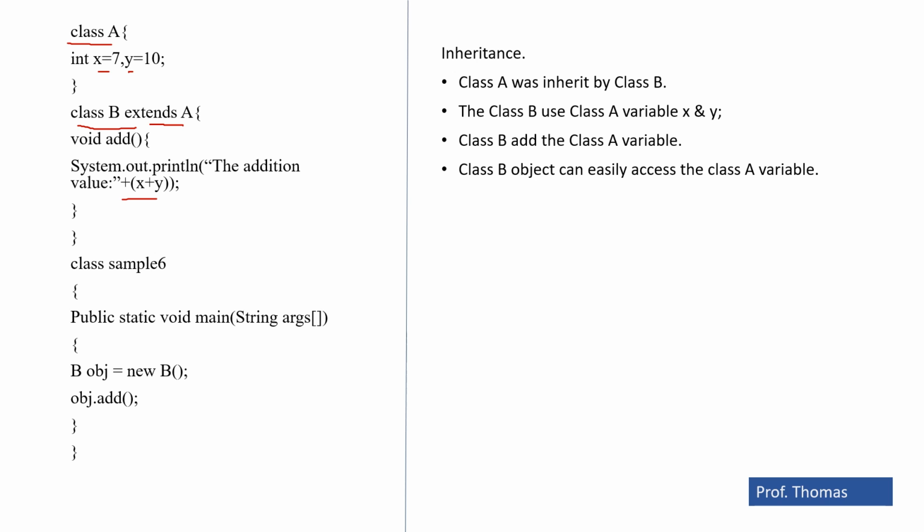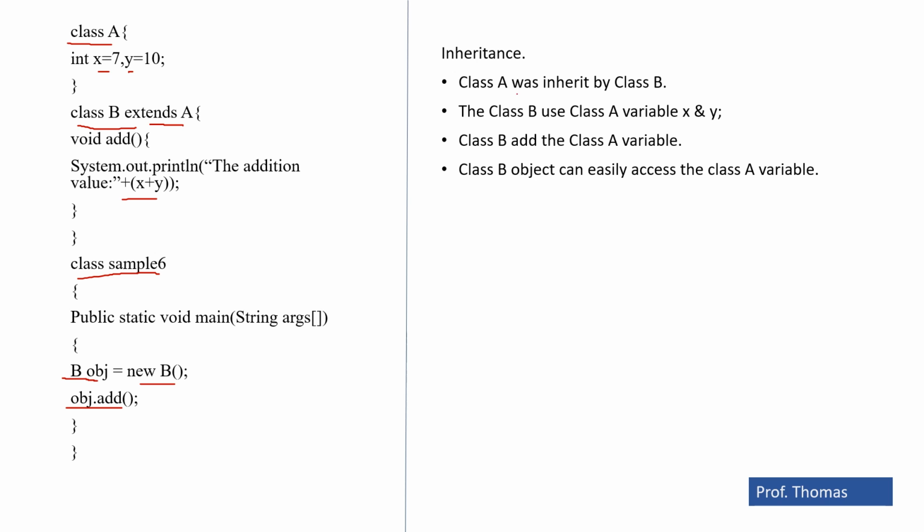Because class B extends A, it can use the class A variables x and y. We just add x and y. Now we have the main class, Sample 6. We created an object for B. Object dot add, we just printed the addition of x plus y.